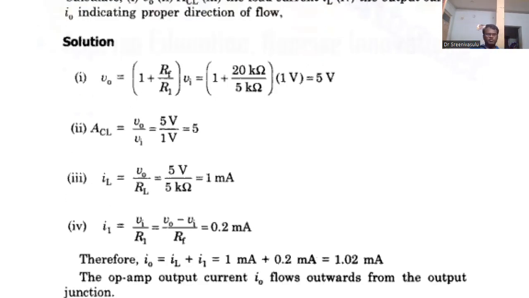Now, what is I1? If you observe, I1 is equal to V0 minus Vi by RF. V0 means the output voltage, Vi means the input voltage, divided by RF. If you calculate, you will get 0.2 milliamperes.